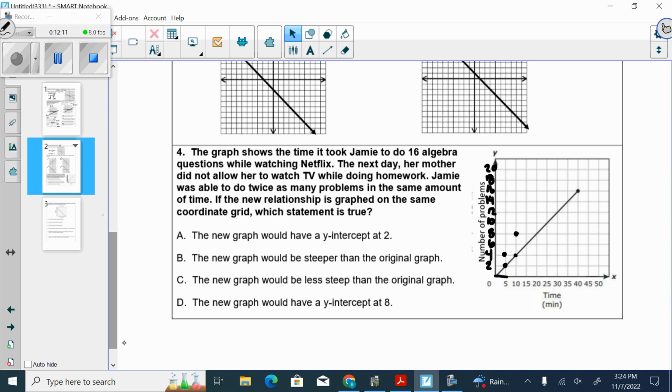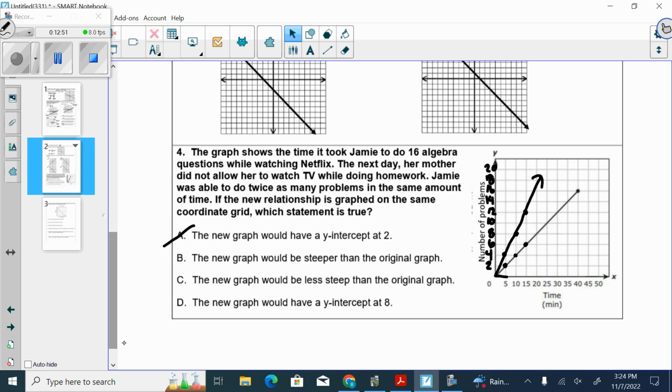All right. Okay, in 15 minutes, she was able to do 6. What's twice as many as 6? 12. Okay. So we kind of get the picture, right? Our graph is going to look something like this. All right, so let's answer this question. It says, if the new relationship is graphed on the same coordinate grid, which we just did here, which statement is true? The new graph has a y-intercept at 2. Yeah, right, still starts at 0, 0. Right? She can't just magically have 2 problems done.